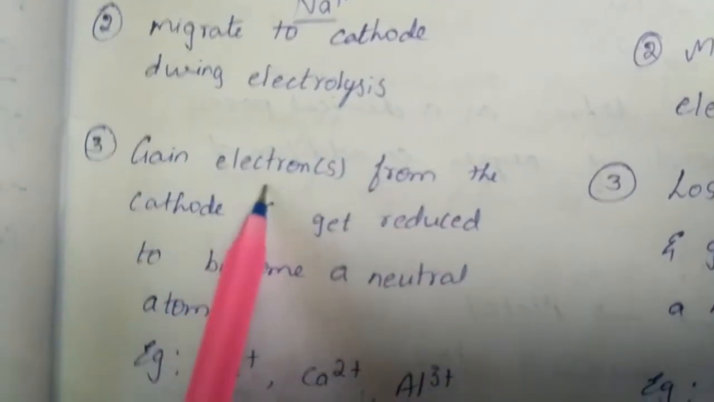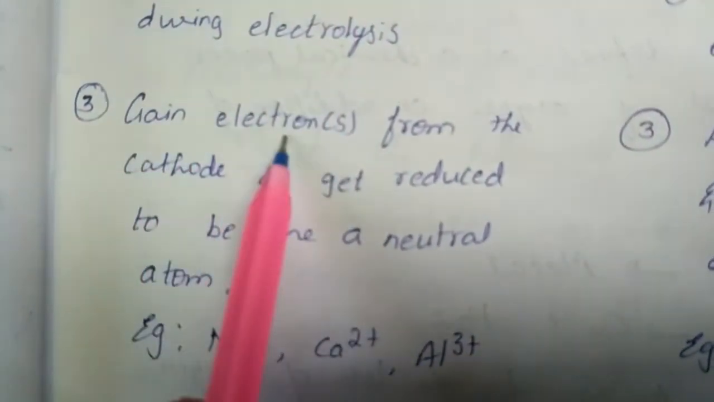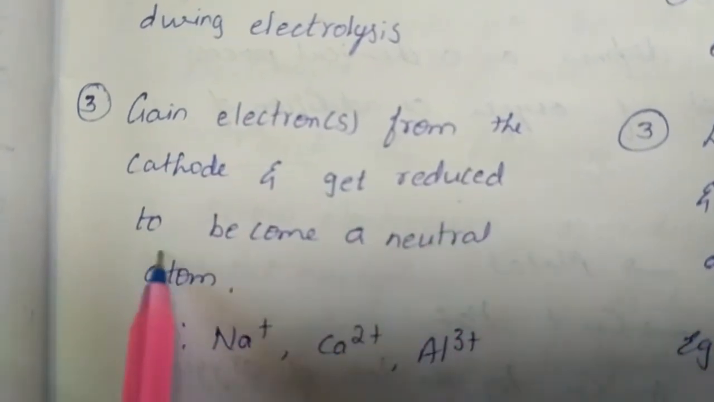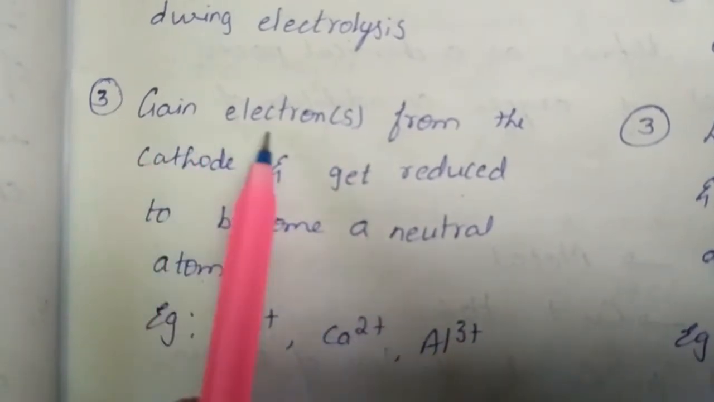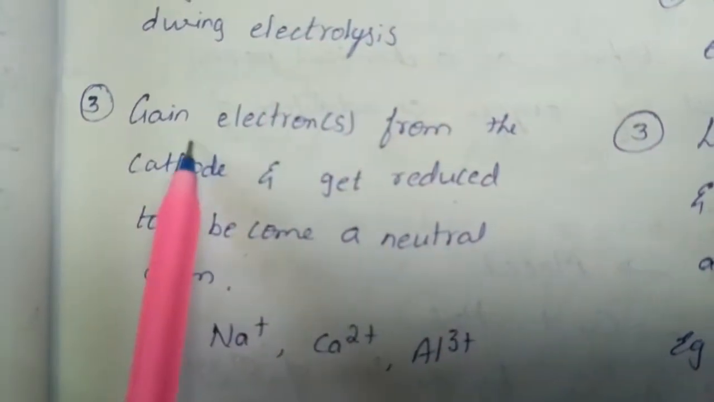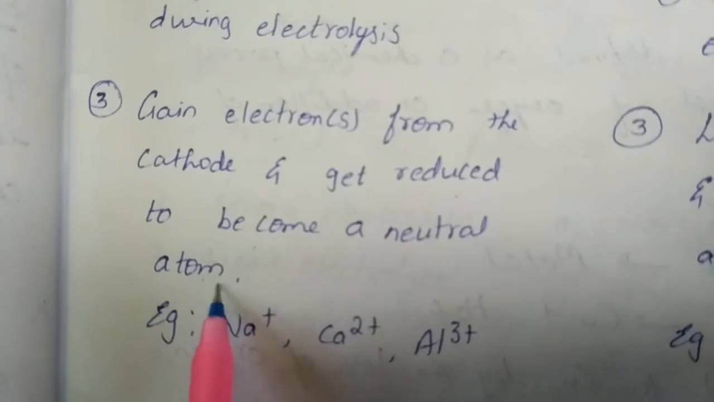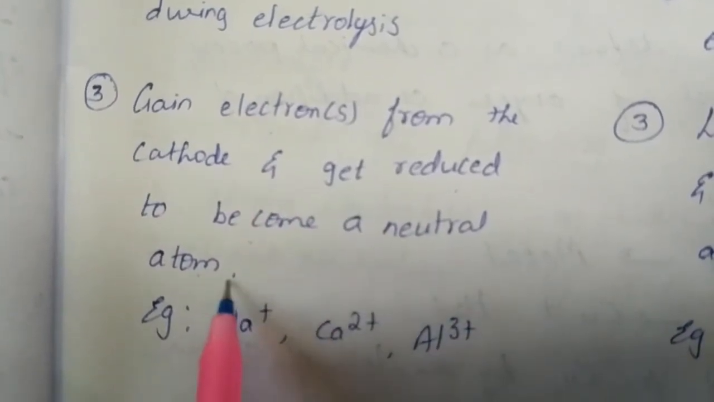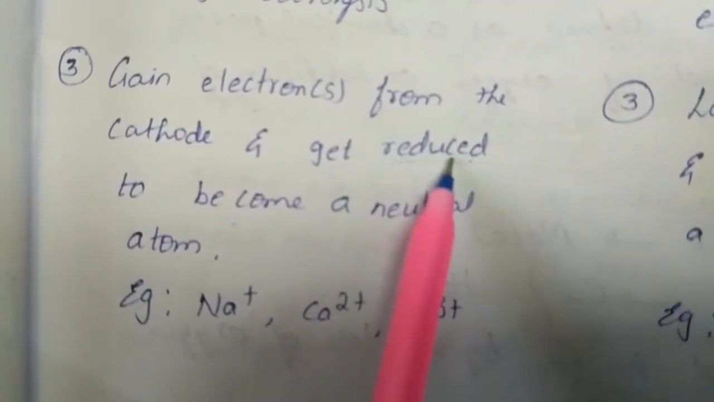And gain of electrons. As these are positively charged particles, they will gain the electrons from the cathode and get reduced to become a neutral atom. Understand? So these cations will gain the electrons. Already they are positively charged, they will gain the electrons and form a neutral atom. And this accepting of electrons and forming a neutral atom is called reduction.